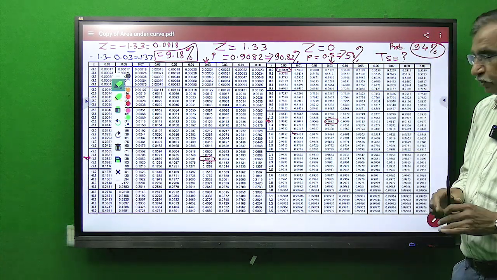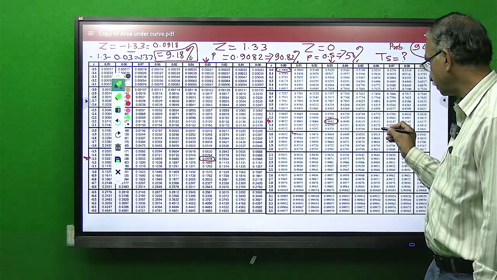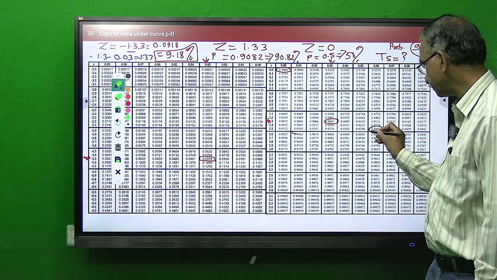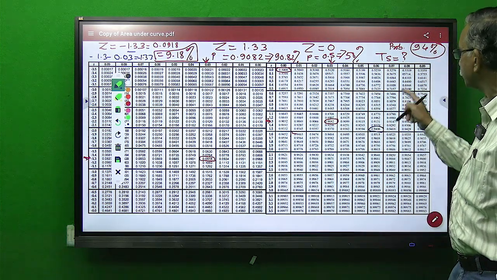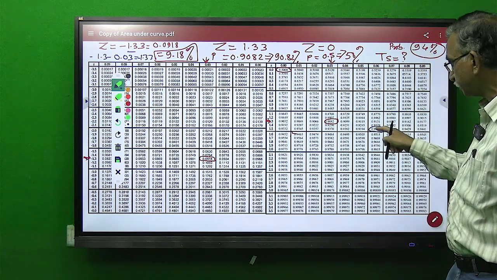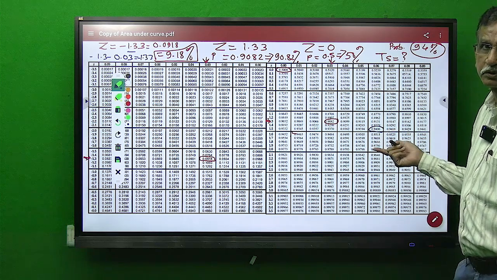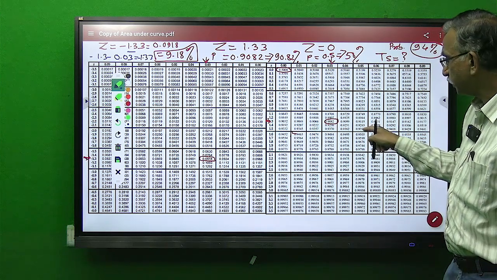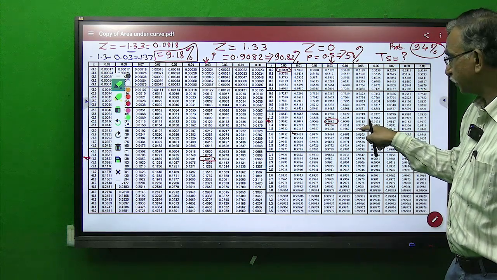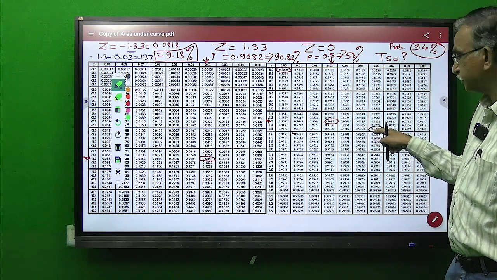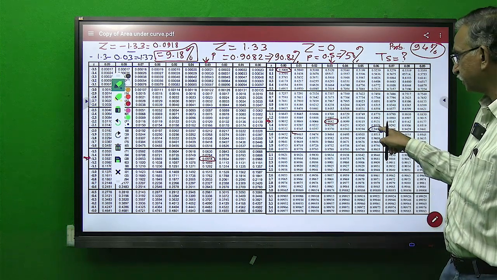with respect to the given value. So suppose here we take 0.9406. Which is closer to 0.94, because if I read it in percentage, it will be 94.06%. If somebody takes the other value, it will be 93.94%. This value is 94.06%. So we have taken this value.